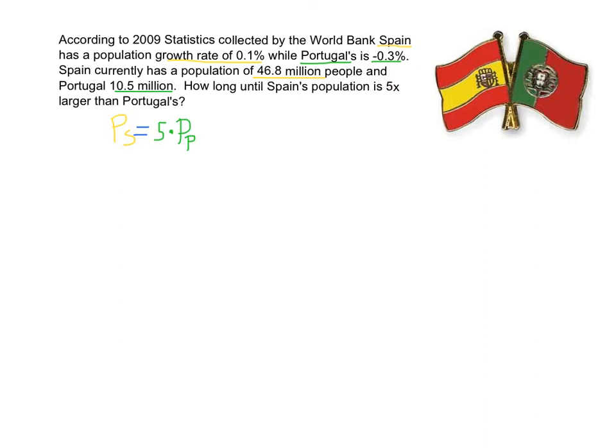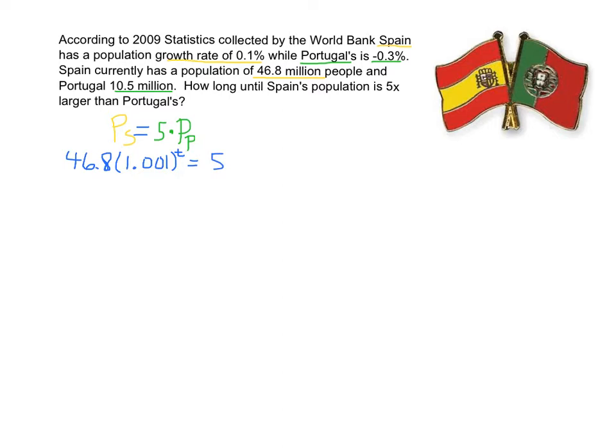And now we can start converting these and write equations for them. So Spain's going to start at 46.8 million. We'll count in millions, so let's write it as 46.8. And it has a population growth rate of 0.1%, so that's going to be 1.001, because up here it's a percentage, and over here I need to have it converted to a decimal, and that's going to be raised to the tenth power.